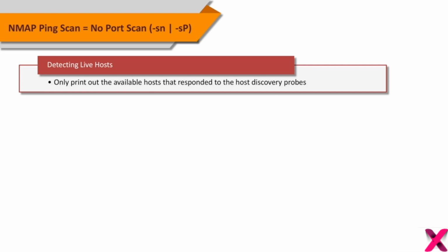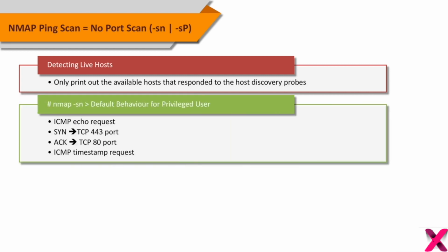Systems administrators often find this option valuable as well. It can easily be used to count available machines on a network or monitor server availability. This is often called a ping sweep and is more reliable than pinging the broadcast address because many hosts do not reply to broadcast queries. The default host discovery done with -sn, when executed by a privileged user, sends an ICMP echo request, TCP SYN packet to port 443, TCP ACK packet to port 80, and an ICMP timestamp request by default.